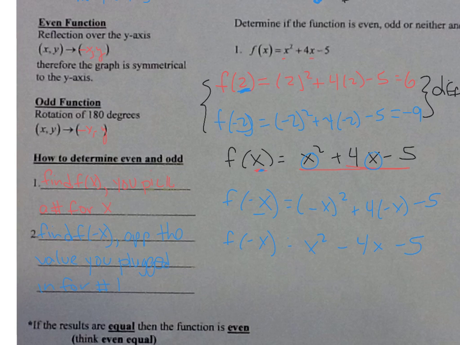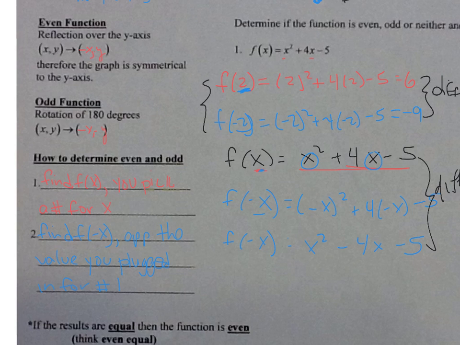So are they the same, opposite, or are they different? I had here positive x squared. It's still positive x squared. So those are the same. I have 4x, positive 4x, negative 4x, but now those are different. And then it's negative 5 and negative 5. So the ends are the same, but the middle is opposite. So this is neither, because the whole thing has to be the same, then it's even. If the whole thing is opposite, then it's odd. So these are different.